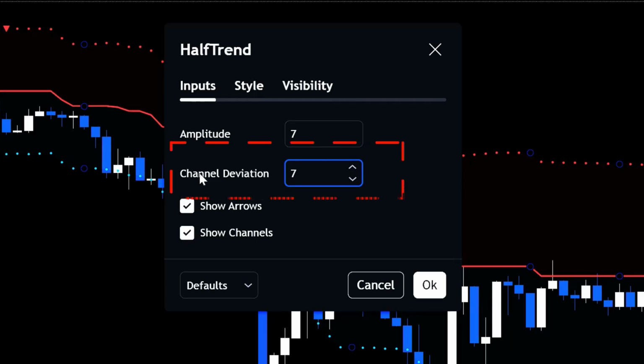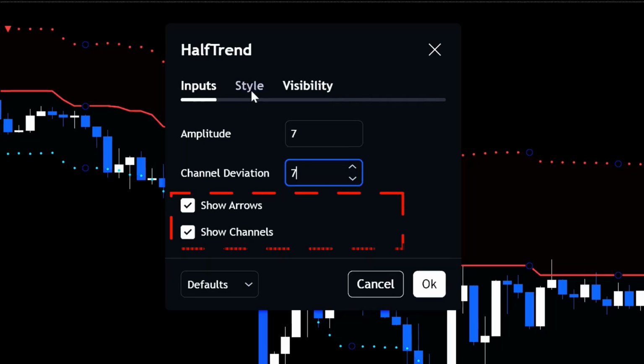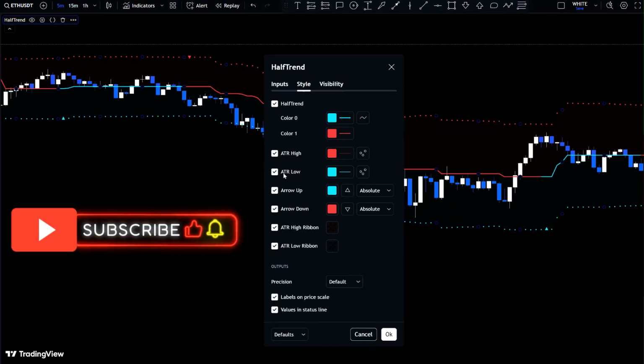Before you close the settings, make sure the show arrow and show channel options are turned on. The arrows will give you clear buy and sell signals, and the channels help you visualize the trend better. You don't need to worry about changing anything in the style tab. So just leave it as it is.